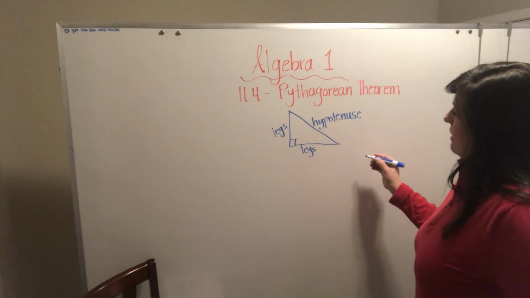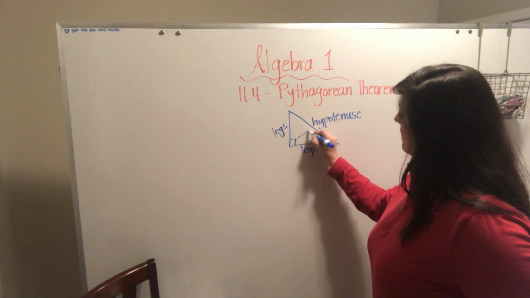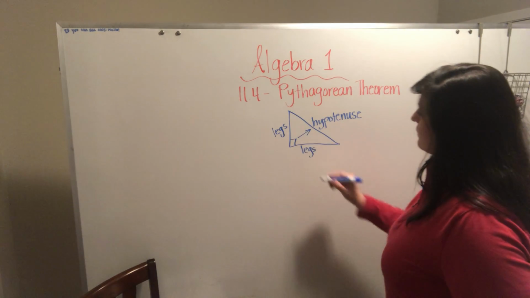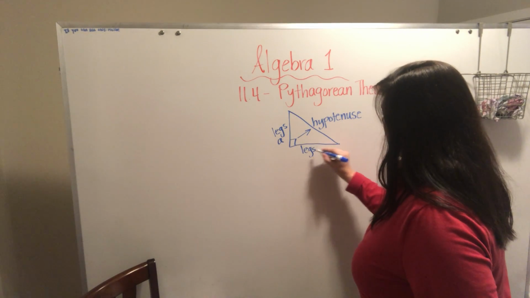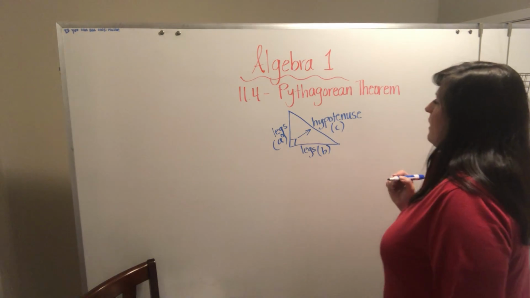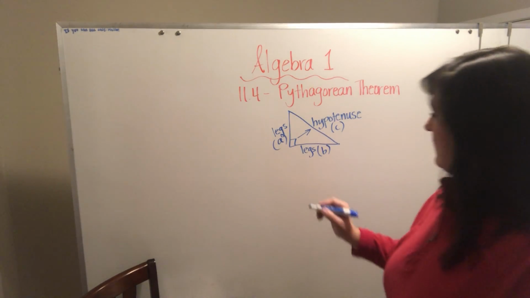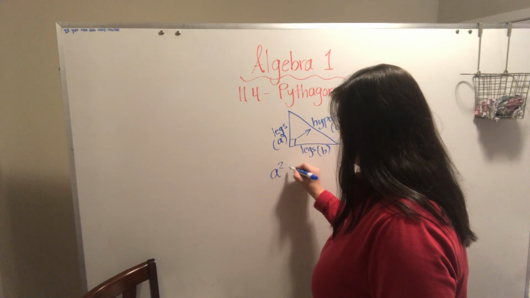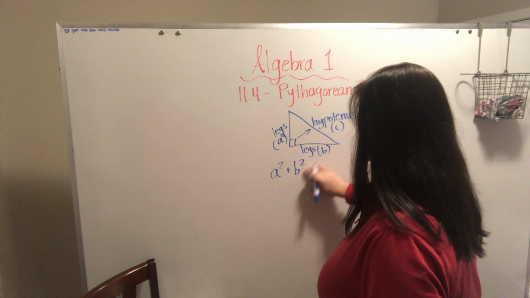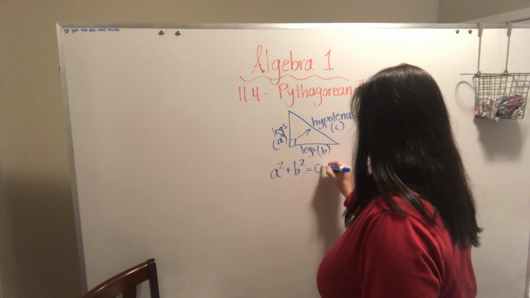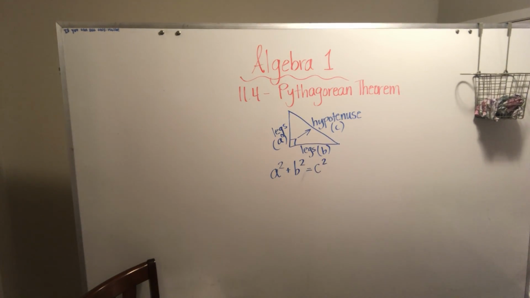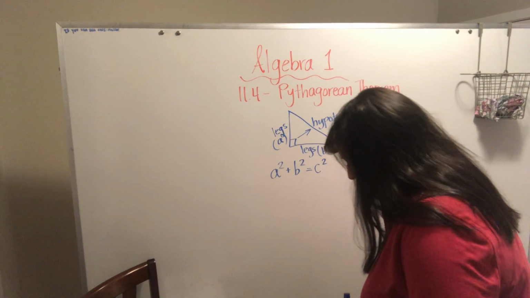Okay. So when you have a right triangle, the side opposite the right angle would be this long angled side. That is called the hypotenuse. The legs are A, B. That is C. And hopefully at this point you're like, oh yeah, the Pythagorean theorem. A squared plus B squared equals C squared. That should be familiar to you, hopefully. I know we've seen that before.